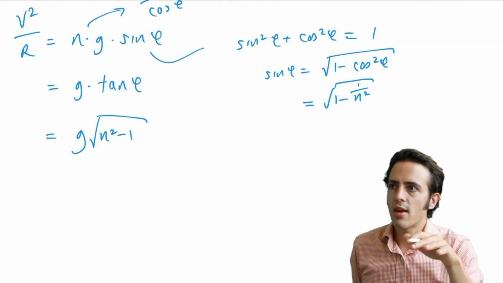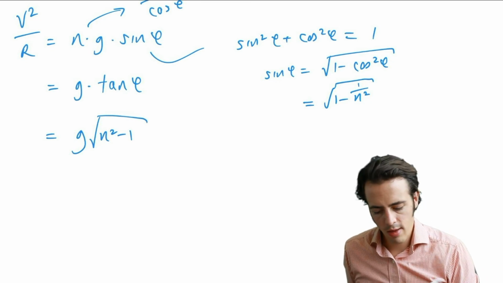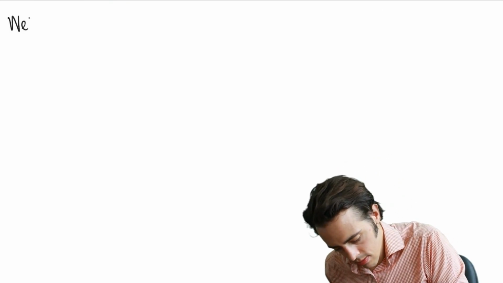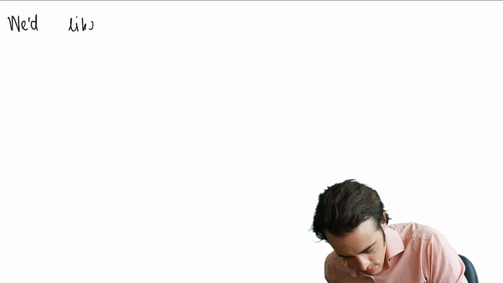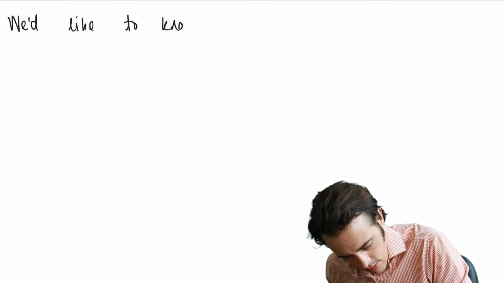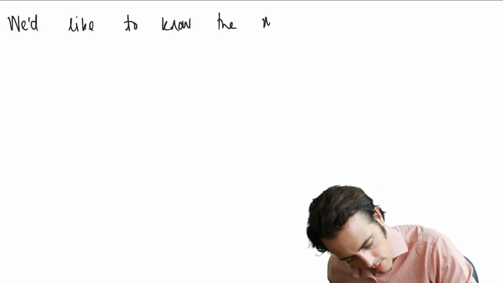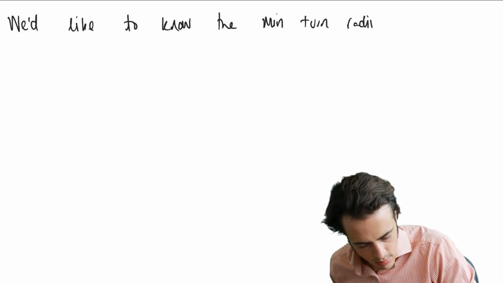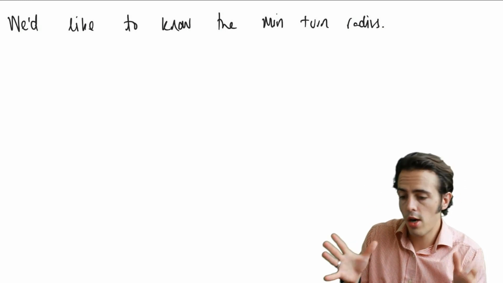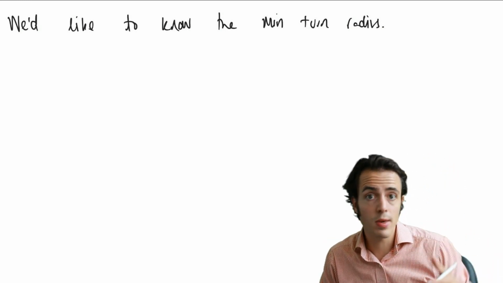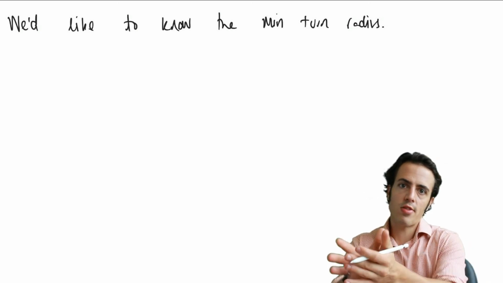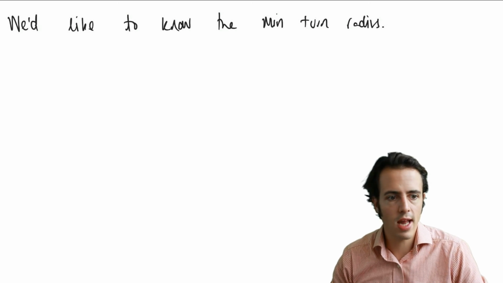So what we care about with these turns is how tightly can we take them. So we're going to look at an expression for the radius now. So we want to know the minimum turn radius often, because that dictates whether we can get around certain obstacles, for example, or how effectively the space needed to turn around an aircraft.